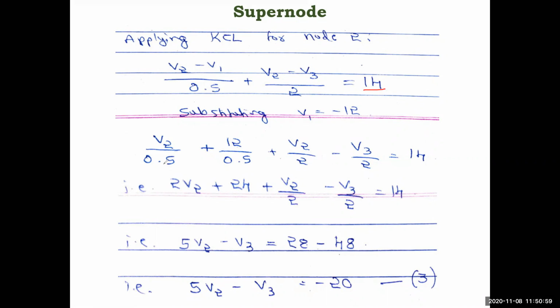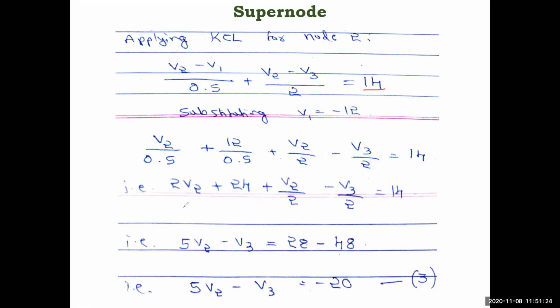So simplify: 1 by 0.5 means 2v2, plus it is 1 by 2, 12 by 1 by 2 means 24, plus v2 by 2 minus v3 by 2 is equal to 14. So simplify now, bring it in the form of v2, v3. Maybe the v4 term is not there in this equation. So 2 and this one, 2 plus 1 by 2, that means what? 5 by 2 you will get.